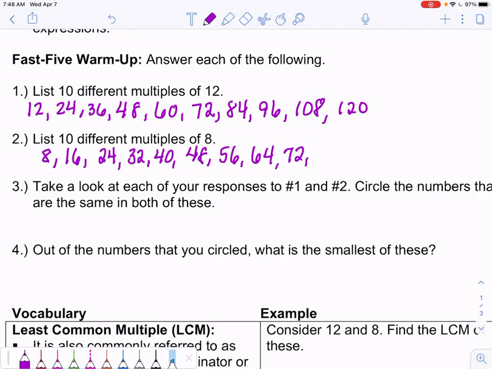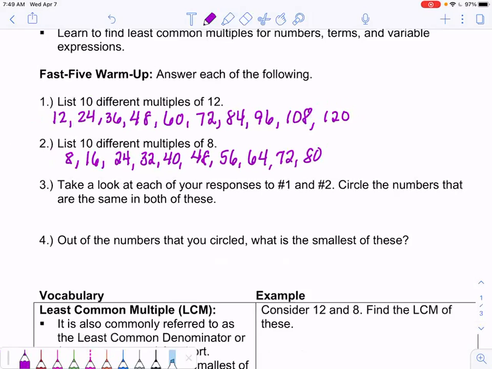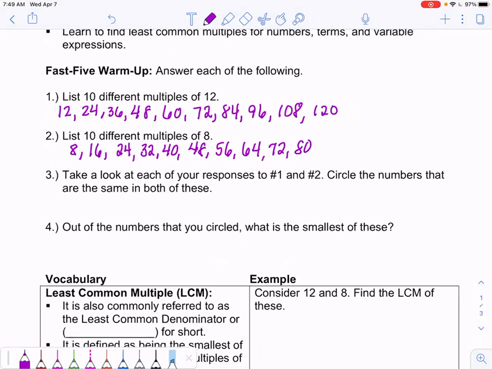All right, so I lost concentration here. 72, 80. There we go. All right. Look at each of your responses. Brooke, circle the numbers that are the same in both. Which ones are the same, Brooke? Oh, wow, you are an overachiever. No, I went to 12. Oh, I gotcha. 24. 28. And then out of those numbers, Brooke, which is the smallest? 24.